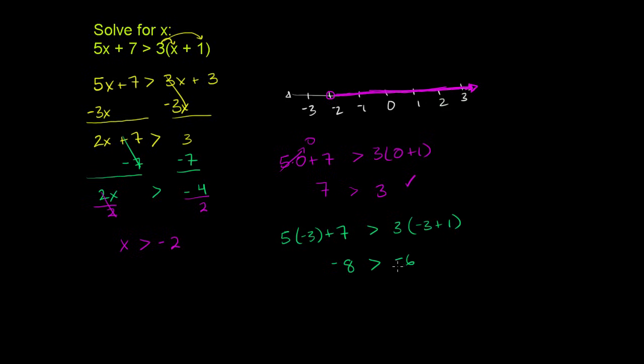Negative 8 is not greater than negative 6. Negative 8 is more negative than negative 6. It's less than. So it's good that negative 3 didn't work, because we didn't include that in our solution set. So we tried something that is in our solution set, and it did work, and something that's not, and it didn't work. So we're feeling pretty good.